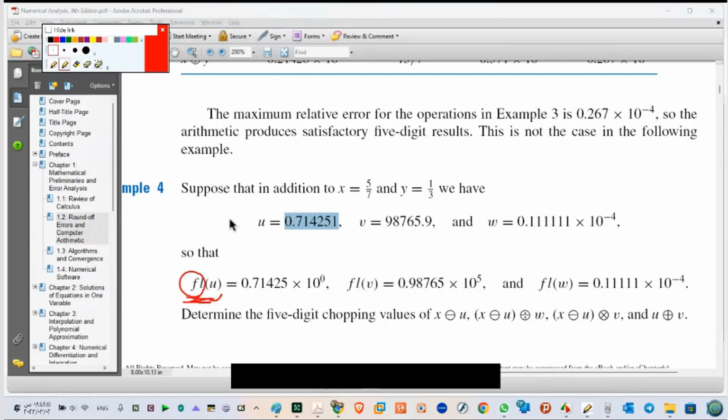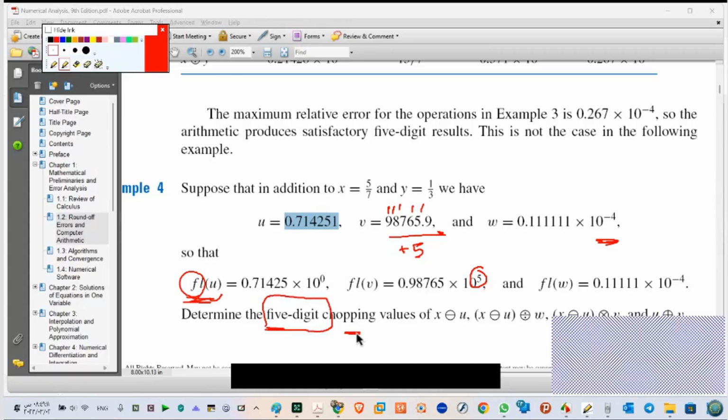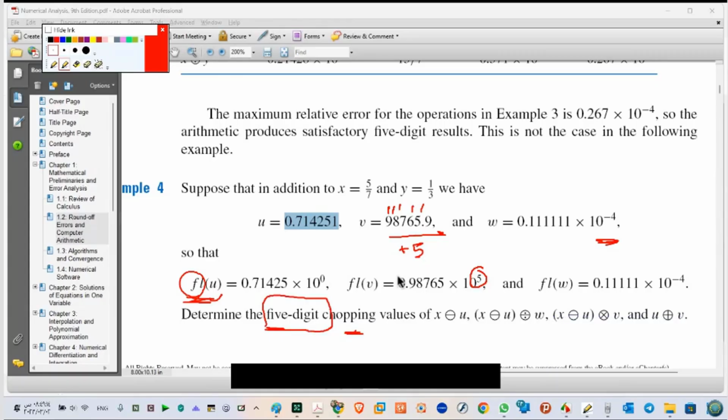Floating u: 0.0141... Here 9. See, 1, 2, 3, 4, 5. Shift inside, so it is positive. How many digits? 5. So this is 5 digits. Got it? From out to in, positive. From in to out, negative. Here without change. Now he asked me to determine the 5-digit chopping. Yes, exactly, as it is. Convert to floating now. U and V and W, all of these as floating.